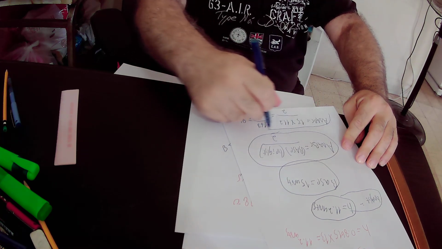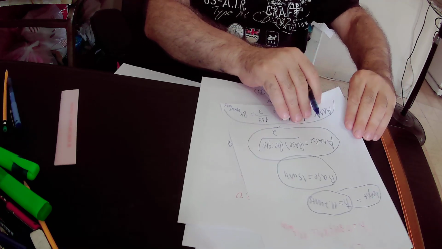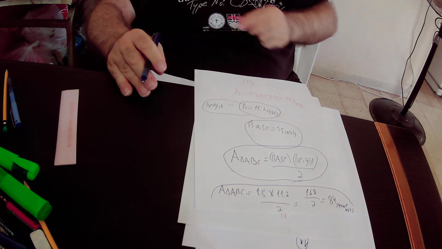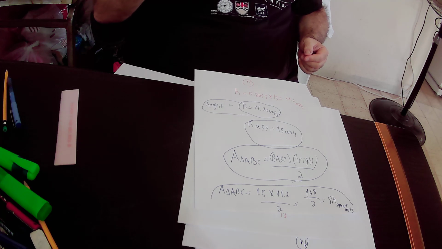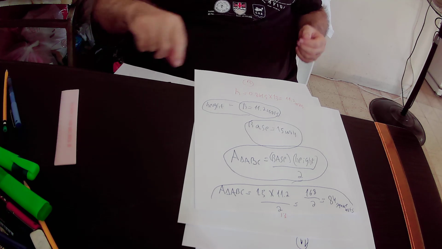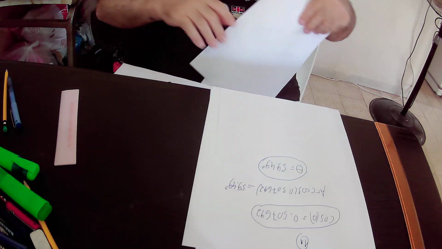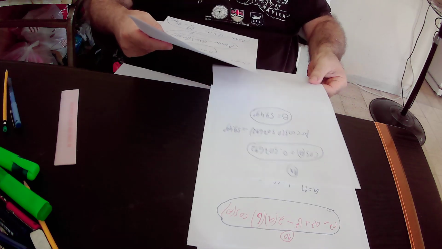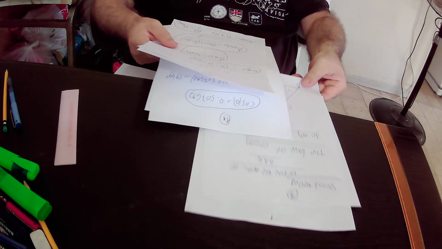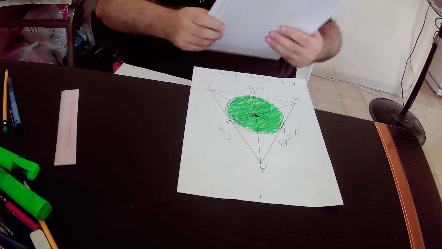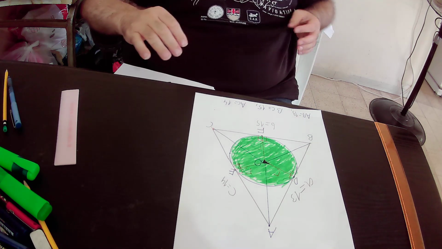Okay, so we actually found out in a second way that the area of triangle ABC equals 84 square units. So in the next step we will find out the area of triangle ABC in a third way.